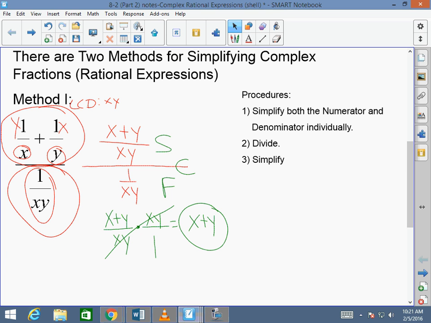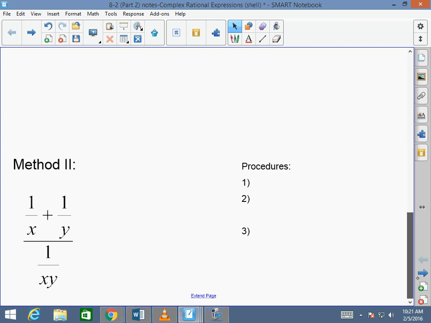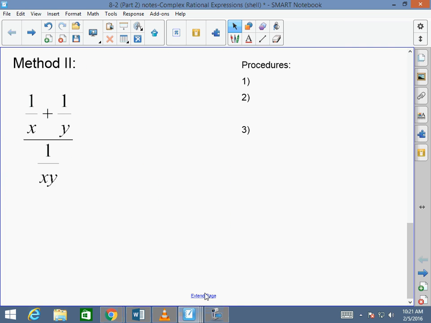Okay, so hopefully that makes sense, guys. Now, let's do method 2. Method 2 is a little bit different. For some of these, it's going to be way easier. For some of them, you may think it's more difficult. It really depends on you guys. But let's go through the procedures, and you decide what you like.